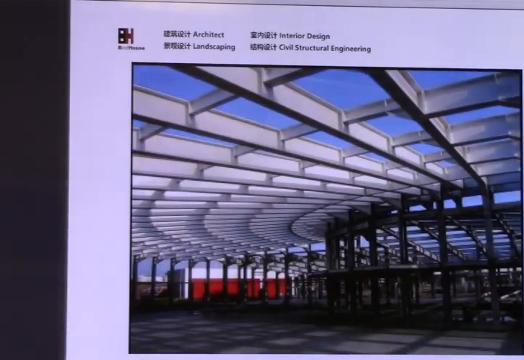This is commonly used, the structural steel construction. We use the steel. This is different. Why do we use steel? Because with steel we have more span, more room. Also, steel is light compared with concrete.